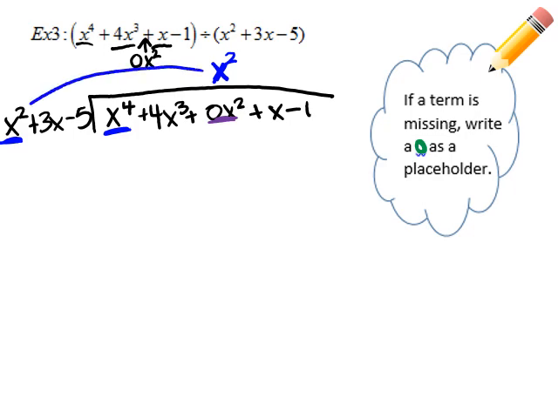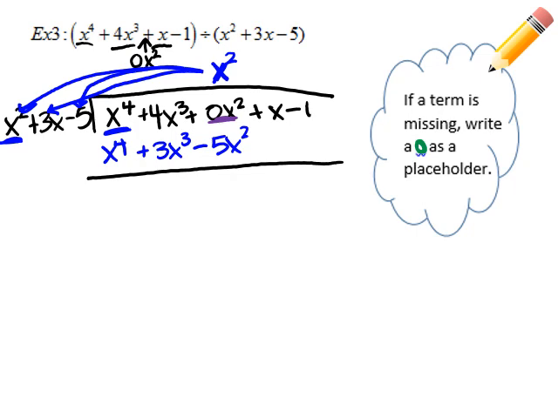So let's multiply. X squared times x squared is x to the 4th. Perfect, that's what I needed. X squared times 3x gives me 3x cubed. And x squared times negative 5 is negative 5x squared. We've multiplied all 3 terms, so let's subtract. 4x cubed minus 3x cubed is 1x cubed. 0x squared minus, or subtract, negative 5x squared gives me a positive 5x squared. And bring down any remaining terms.